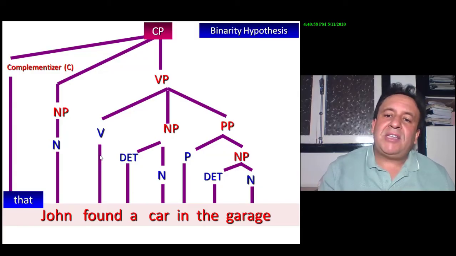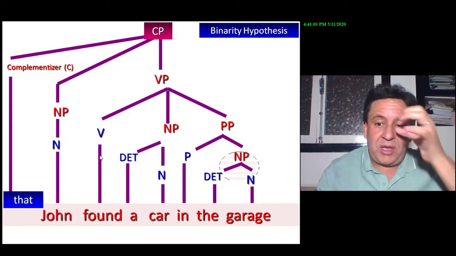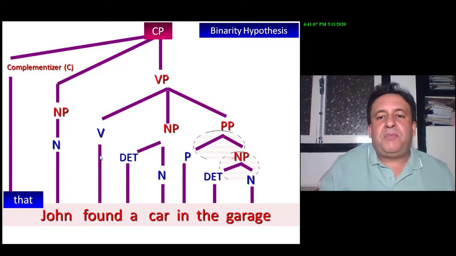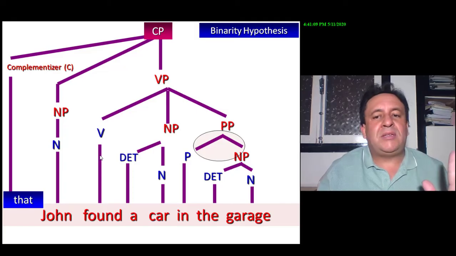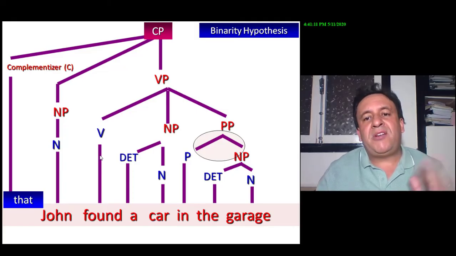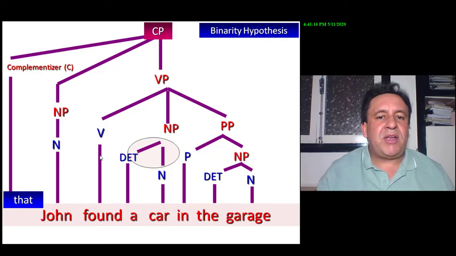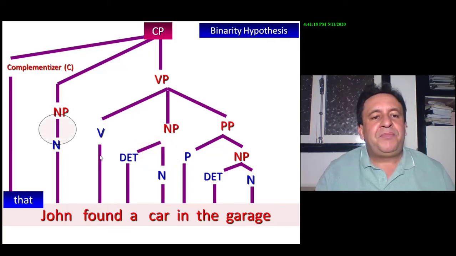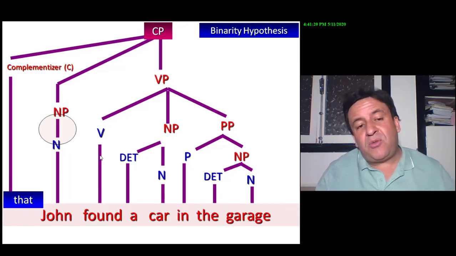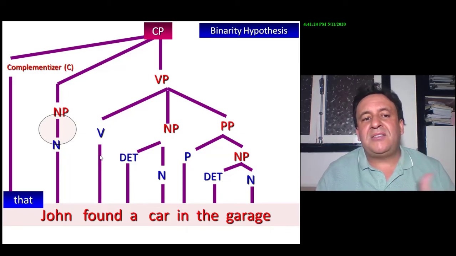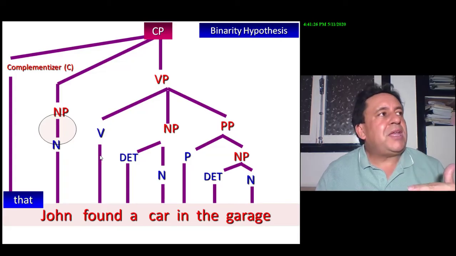Now, how about the binarity hypothesis? Look at the tree diagram again. Look at the NP. The NP has only two branches, which is okay. The PP has only two branches, which means that it satisfies the binarity requirement. The NP in here satisfies the binarity requirement, only two branches. The NP has less than two branches, which means that it's okay, because the binarity hypothesis tells us that a phrase cannot have more than two branches.